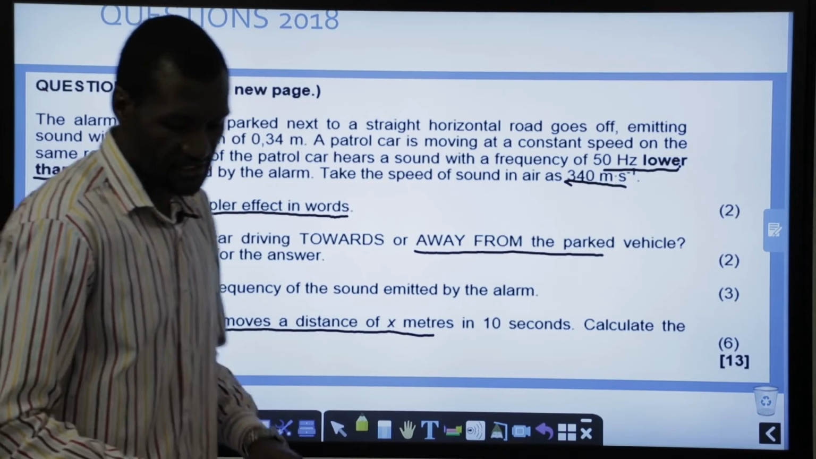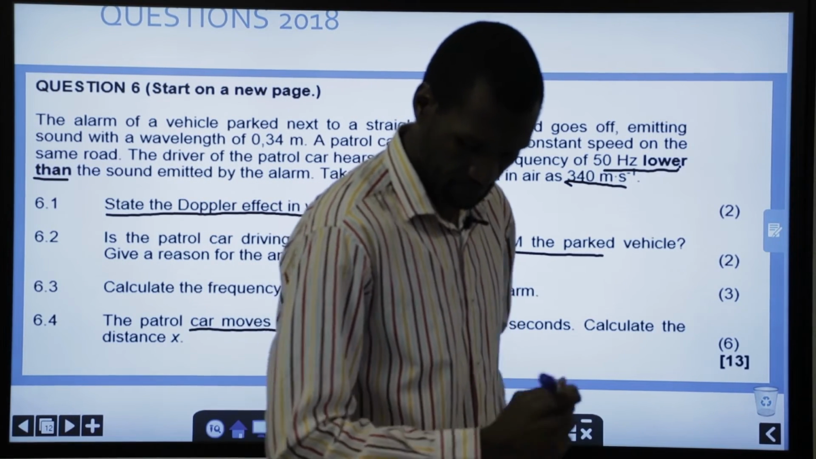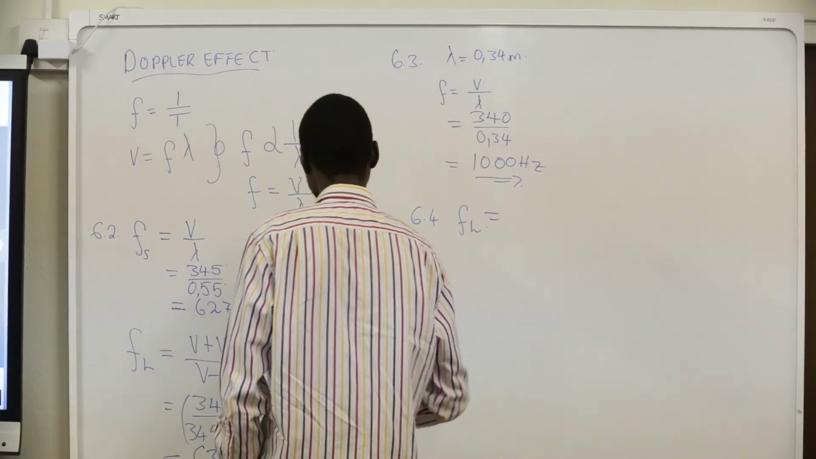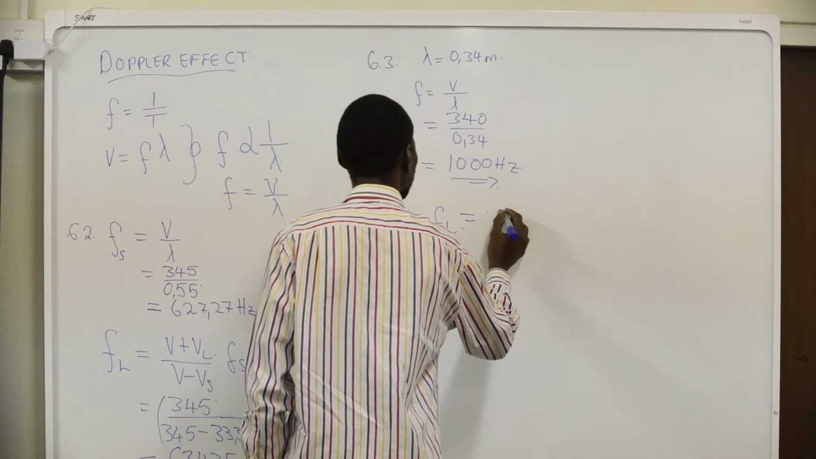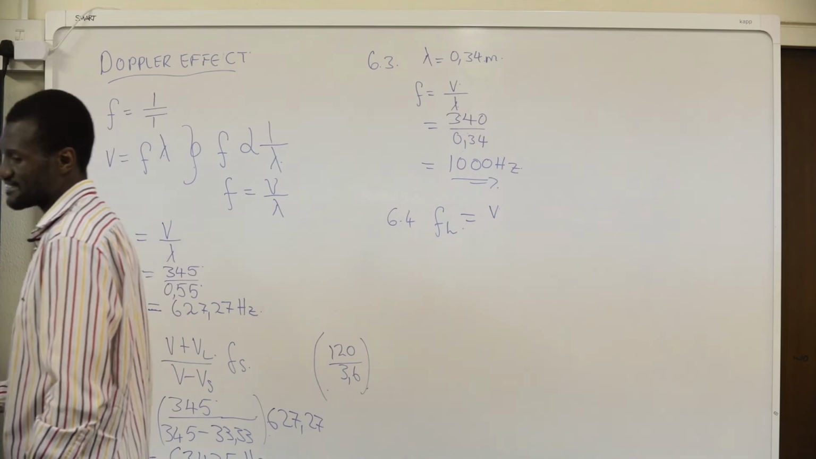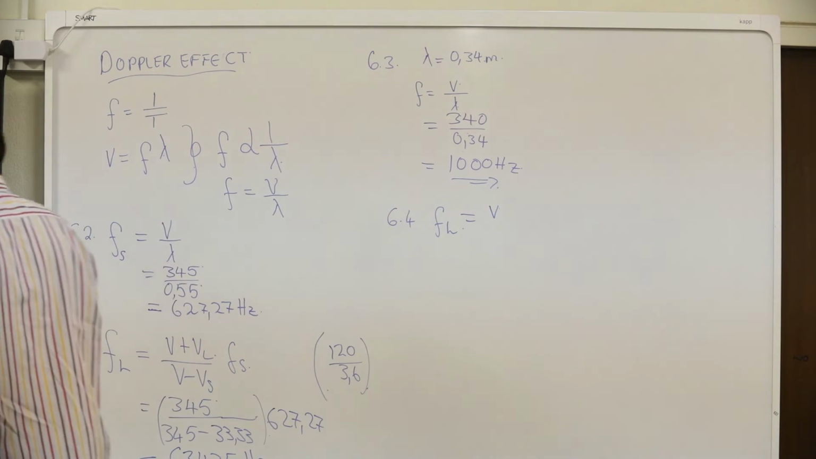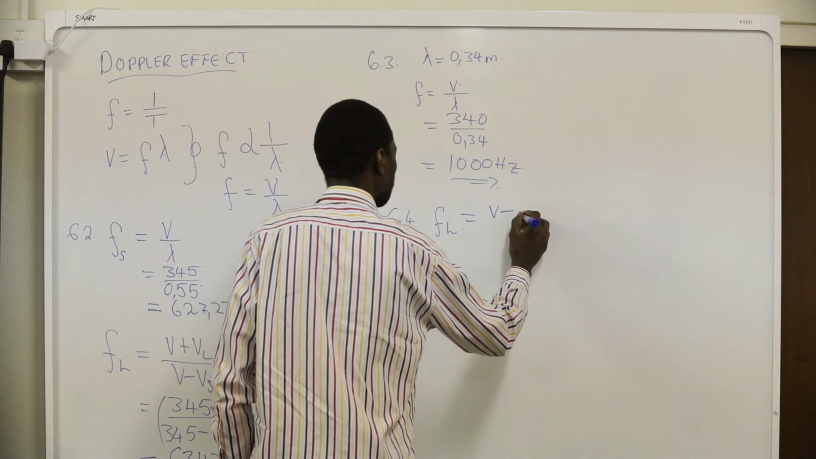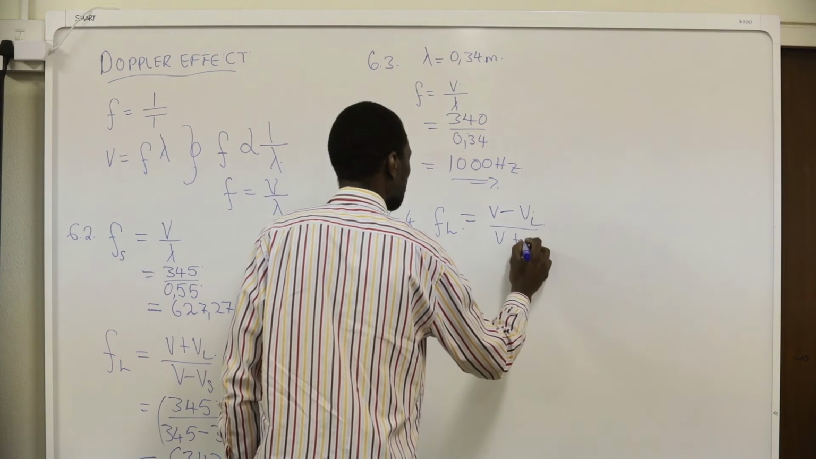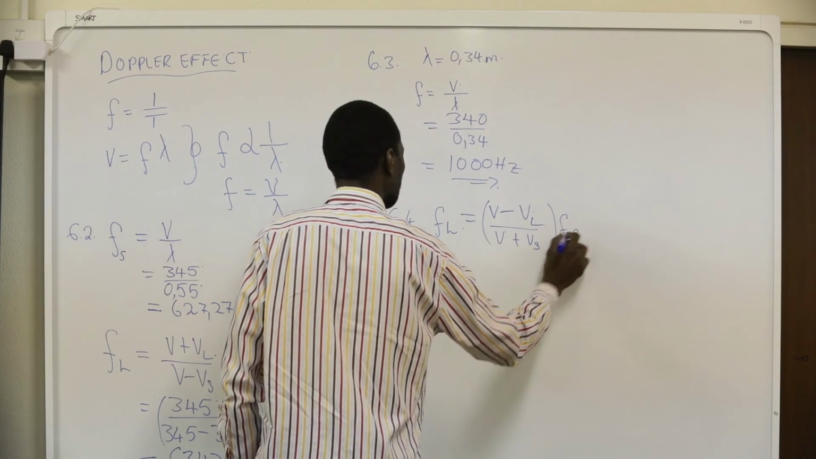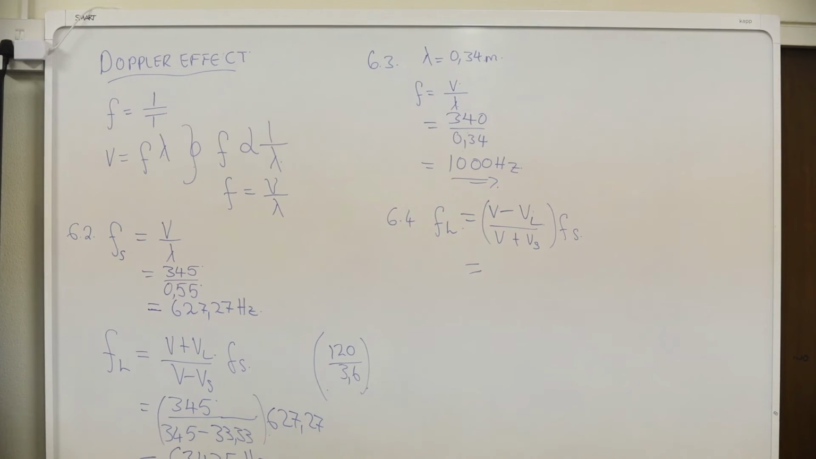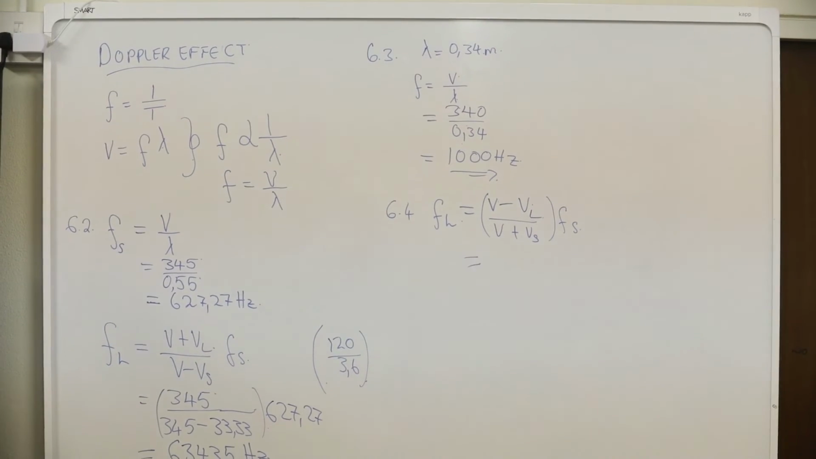Okay, so in this instance, I'm going to say fL, 6.4, is equal to velocity. Is it going to be plus or minus? In this instance, the velocity is going to be minus at the top, okay, because it's moving away. Okay, how do we substitute that? The frequency observed by listener is 50 less, so it's going to be 950.